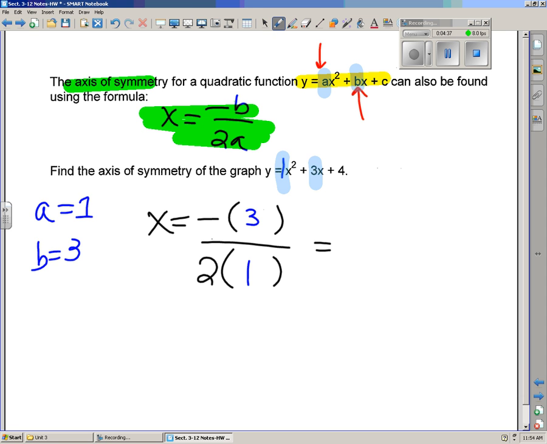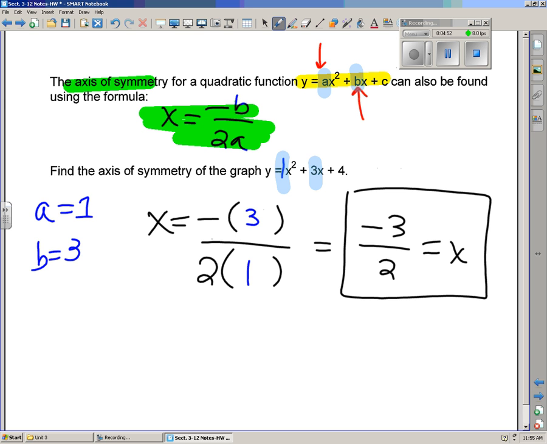When you actually start doing the math, on top you get a -3, on the bottom you get a +2. And in this case, you really can't, well, you can make a decimal, but I prefer to keep the fraction. So the equation for the axis of symmetry is just this right here. x equals -3/2, and you're done. If we were to graph this particular parabola, we would see that if we wanted to draw a vertical line down the center of it, it would fall at -1.5, because again, -3/2, hopefully you realize it's just -1.5. Either one of these answers are fine. I like the fraction better.